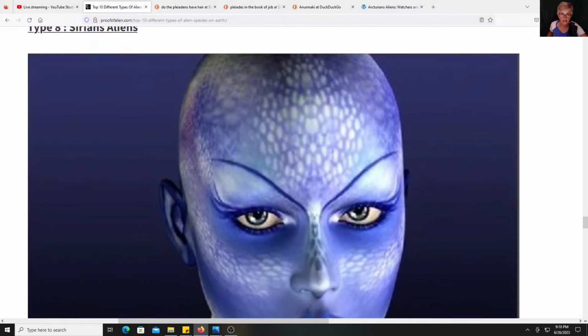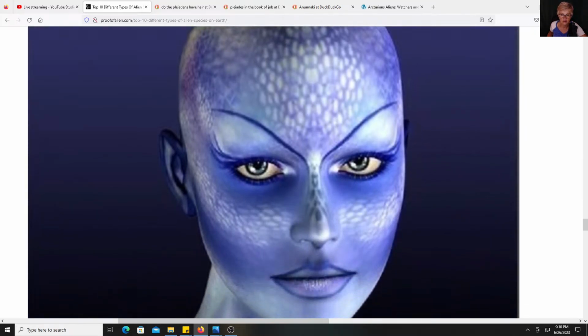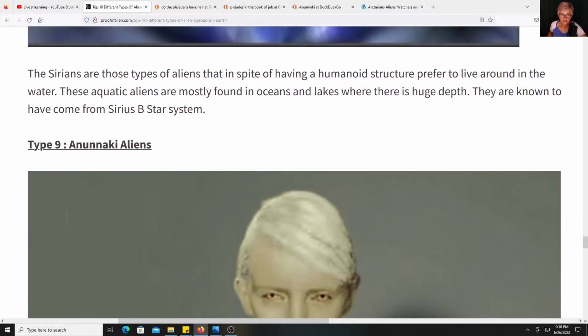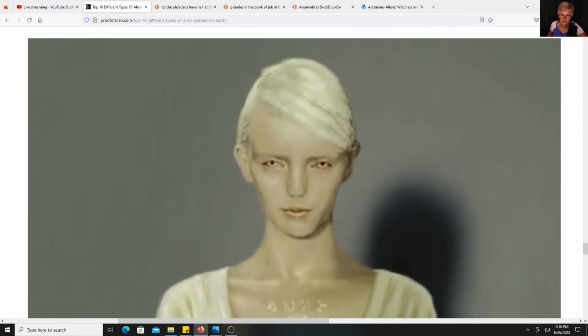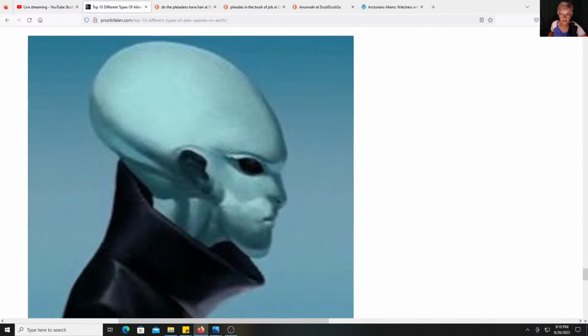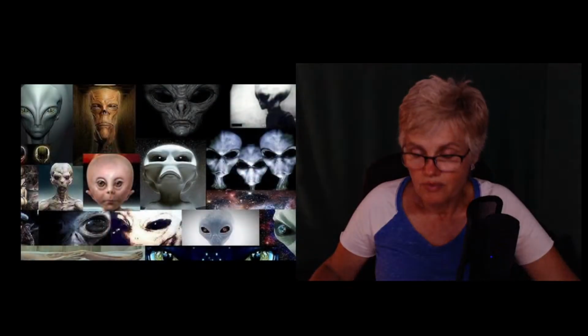The Syrian aliens, so you can see them right here. The Anunnaki aliens, but this doesn't look like them. And the Arcturian aliens. So that was the species of aliens. It's pretty cool to look at them. It's a pretty interesting article. And it's short and to the point with a little bit of descriptions.